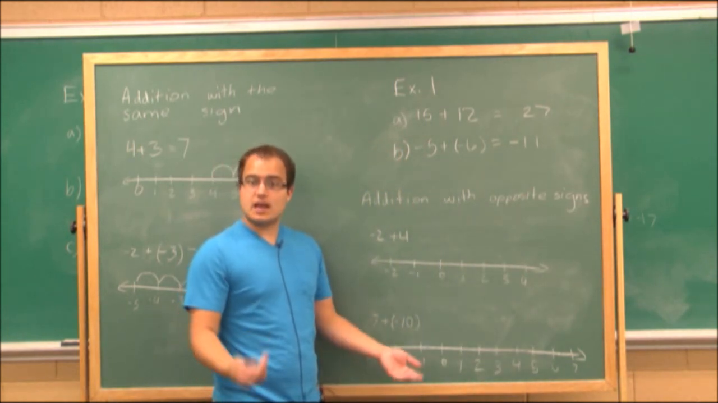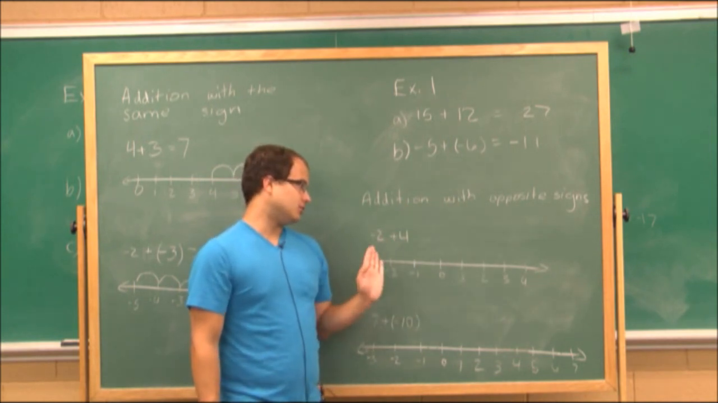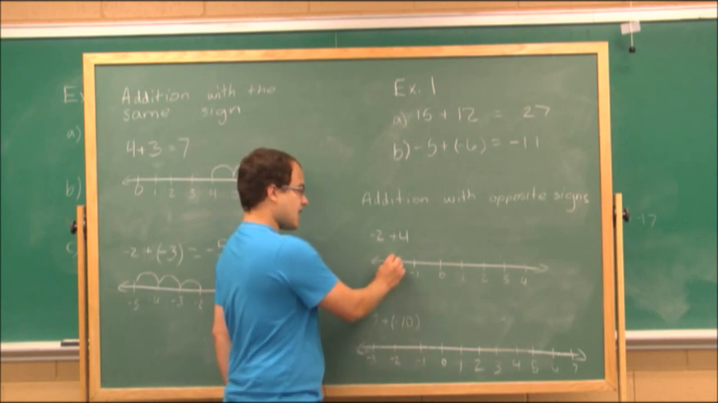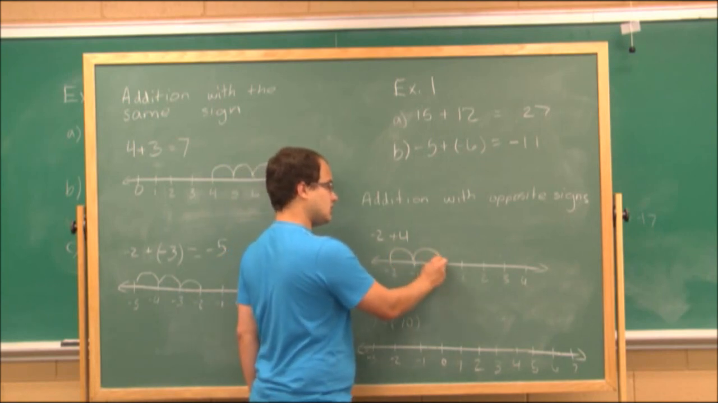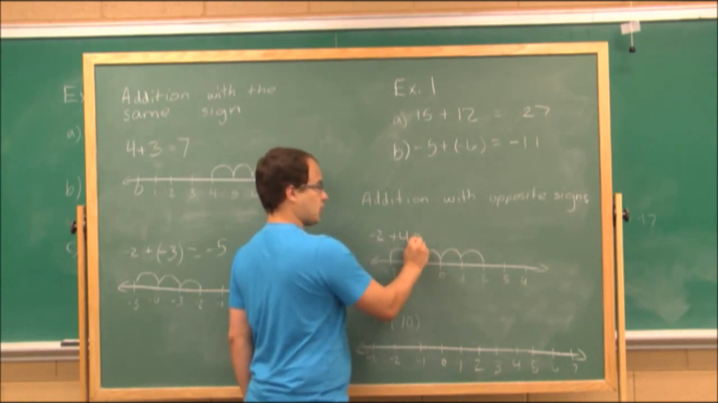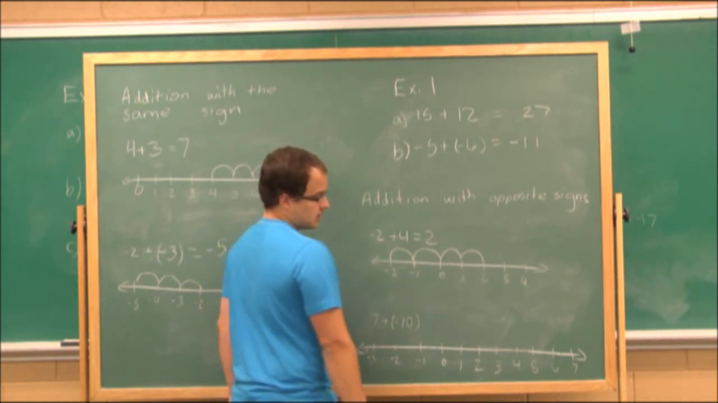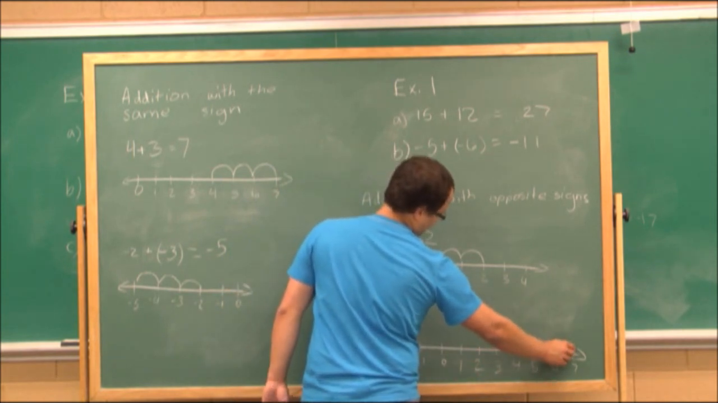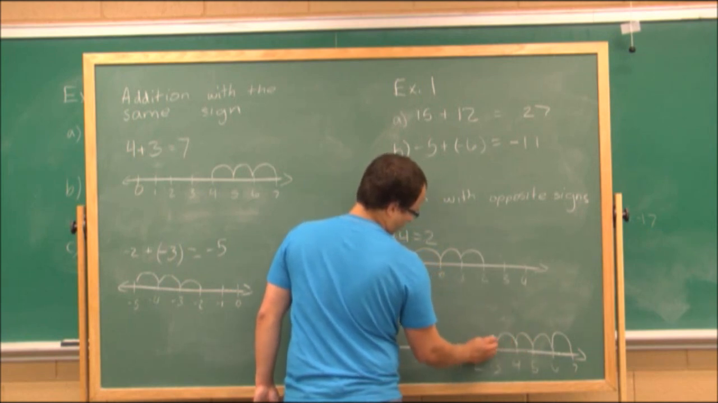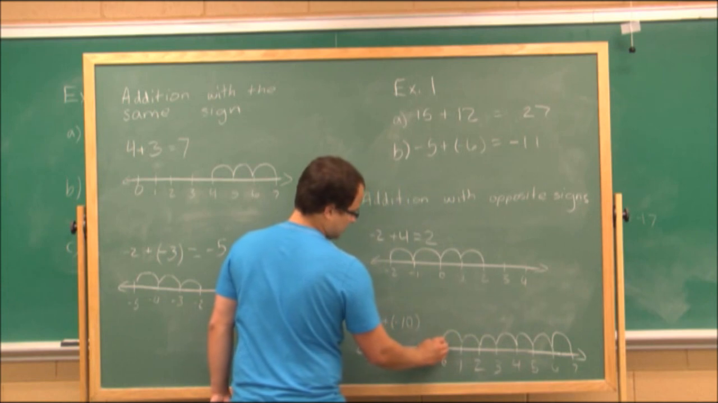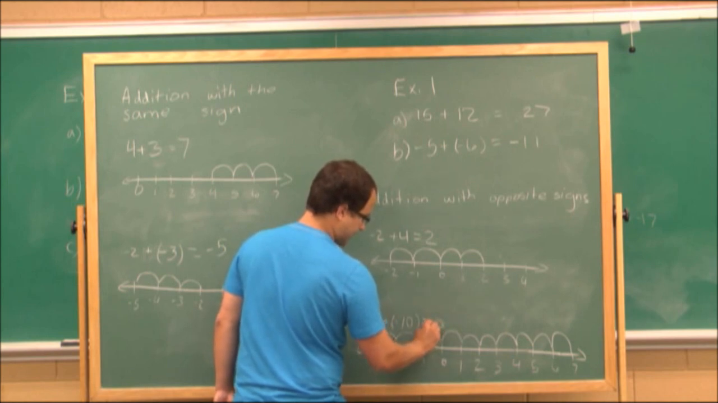Now, of course, since we did the same sign, now we'll do addition with opposite signs, like negative 2 plus 4. So you start at negative 2, and you go 4 to the right. 1, 2, 3, 4. So our answer is 2. Next, 7 plus negative 10. So you start at 7 and go 10 to the left. 1, 2, 3, 4, 5, 6, 7, 8, 9, 10, which equals negative 3.